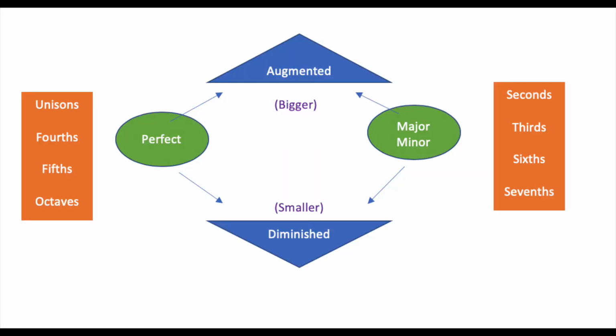To augment the major, we make it bigger by a semitone. To diminish the minor, we make it smaller by a semitone. Remember that major and minor intervals already have a semitone between them, so we can only augment the major and diminish the minor, because the minor is already a semitone lower than the major.